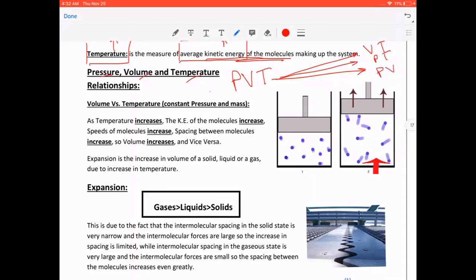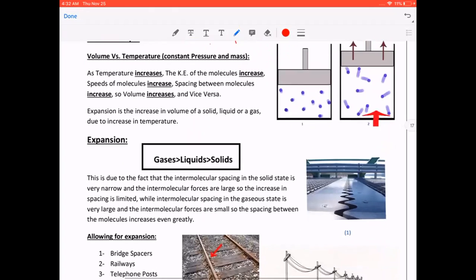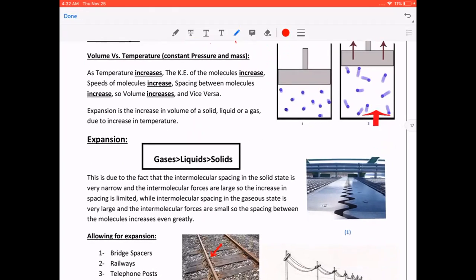Now let's talk about the volume versus the temperature when we have a constant pressure. First of all, we have a piston like this, and inside this piston we have gas molecules. And then you apply heat down here, a heat source. What will happen? Let's think logically. First, the temperature will increase. Then the kinetic energy will increase.